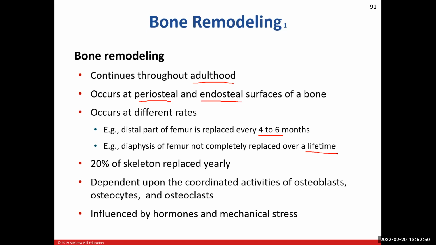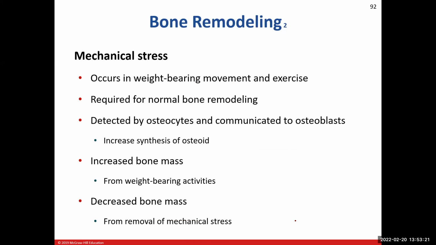So when we get into bone remodeling, we have to talk about the cells that make the bones, the cells that maintain the bones, and the cells that are going to resorb the bone. That's going to be our osteoblasts, the osteocytes, and the osteoclasts. Here we're going to get into the factors that influence bone remodeling. Our two factors are hormones and mechanical stress. Let's start off with the easier one of the two, mechanical stress.